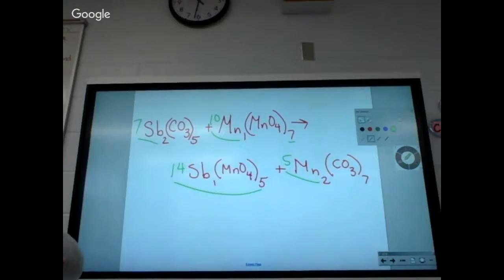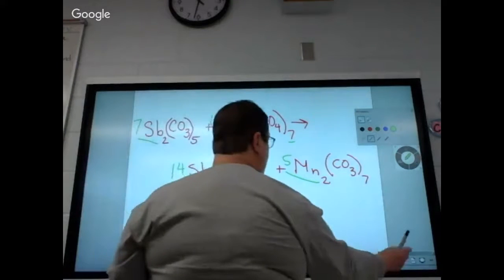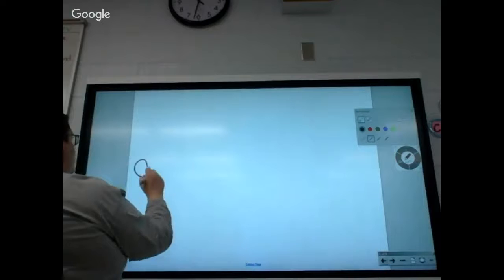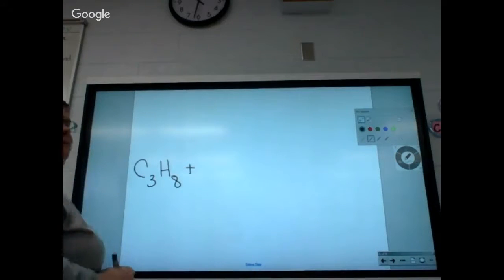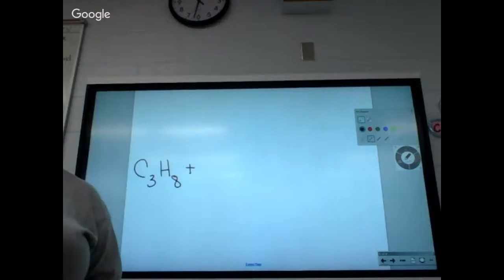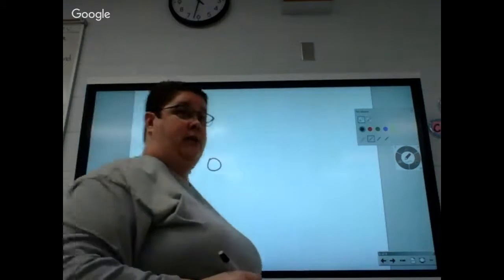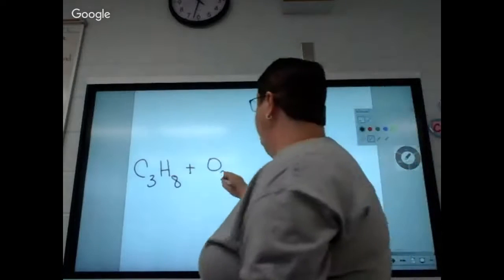Number 12. Sure. Number 12 says, give me the hydrocarbon. C3H8. All right. And it says plus oxygen, right? Oxygen is O. It's by itself. It's an element. So is it one of the 7 diatomics? Yes. So we're going to put a 2 on it.